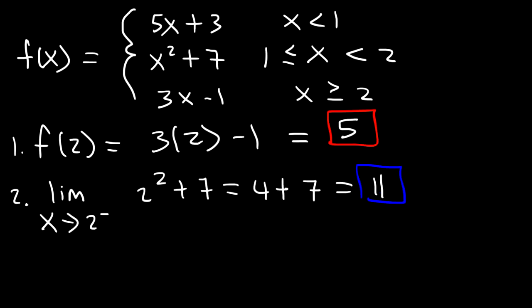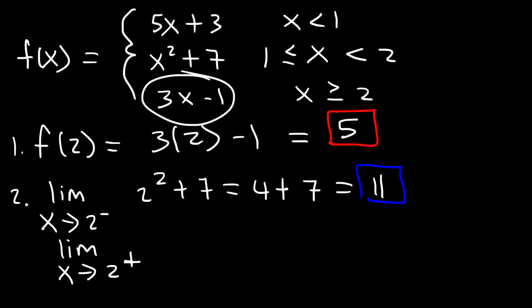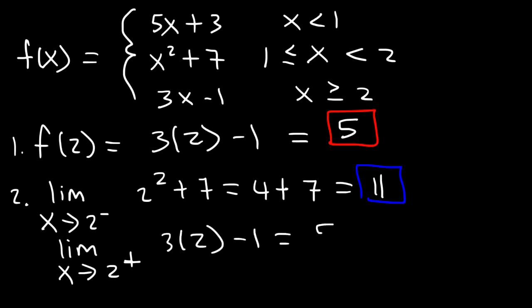Now let's check the right side. The limit as x approaches 2 from the right. So that's going to be using 3x minus 1 again. So we know that's going to equal 5. So notice that the left side and the right side don't match. So therefore the limit doesn't exist, which means it's discontinuous. The second step failed.